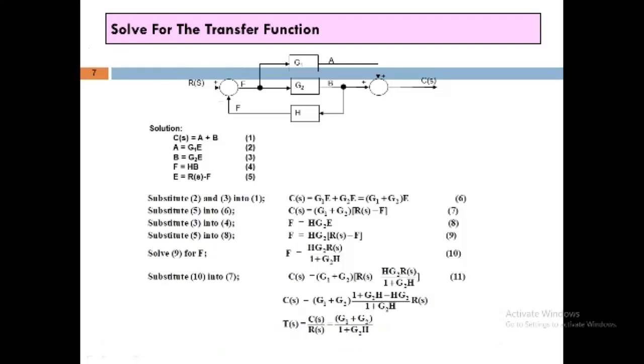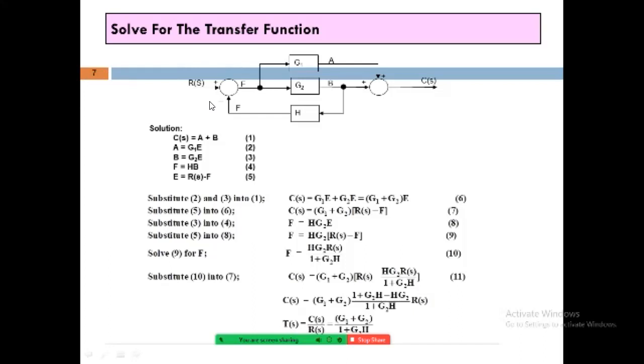So consider, very first, C of S is equal to A plus B, and we already have the values of A and B. What are the values of A and B? A is equal to G1 into E and B is equal to G2 into E. So put these values of A and B in equation 1: C of S is equal to G1E plus G2E, which gives us G1 plus G2 into E, as E is common, and this is equation number 5.